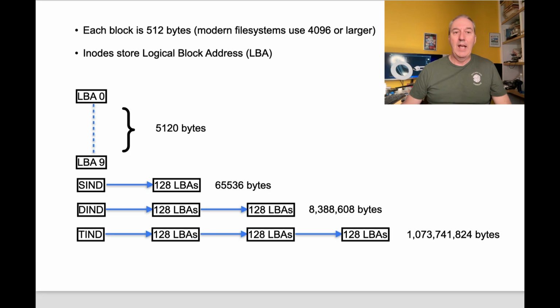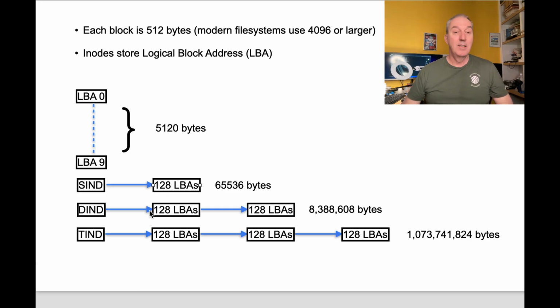The next entry in that array is what's called the single indirection block. That is a logical block address that points to a block of 128 logical block addresses. So with a single indirection, you can go and fetch that block, and in that block will be more logical block addresses that you can enumerate through. That means in total, through a single indirection, you can get to 64K bytes of your file.